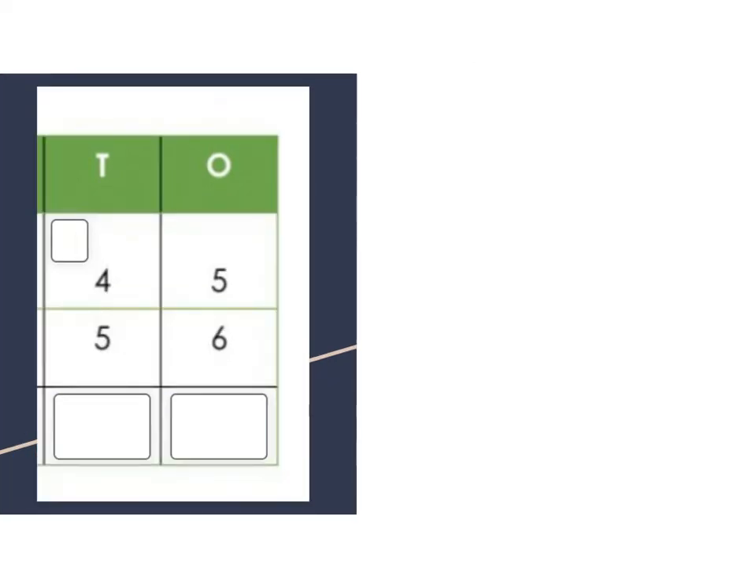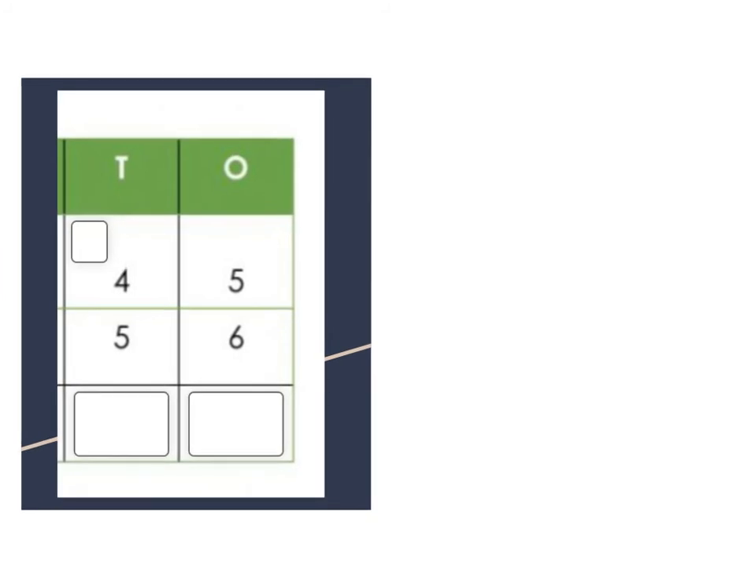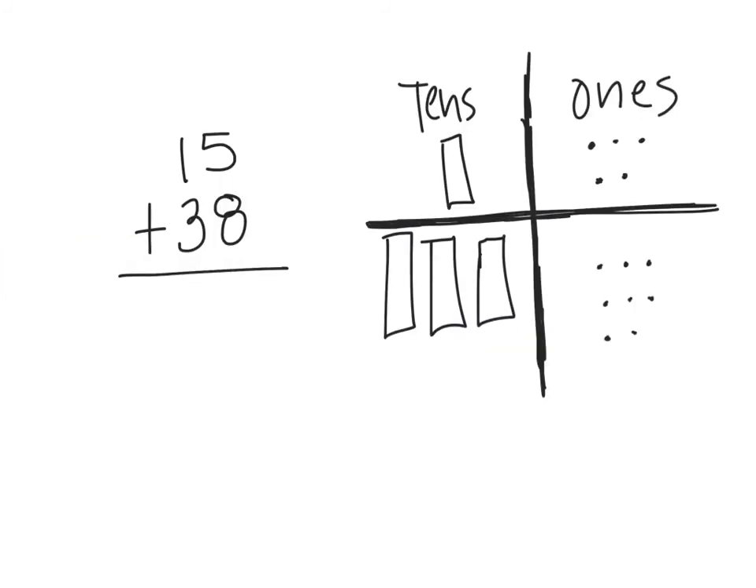And let's do one more example. Okay, so here's an example where we just have the problem. We have 15 plus 38. So then what you can do if you have that, you can draw your own. Just draw on your board and then make your own picture representation.